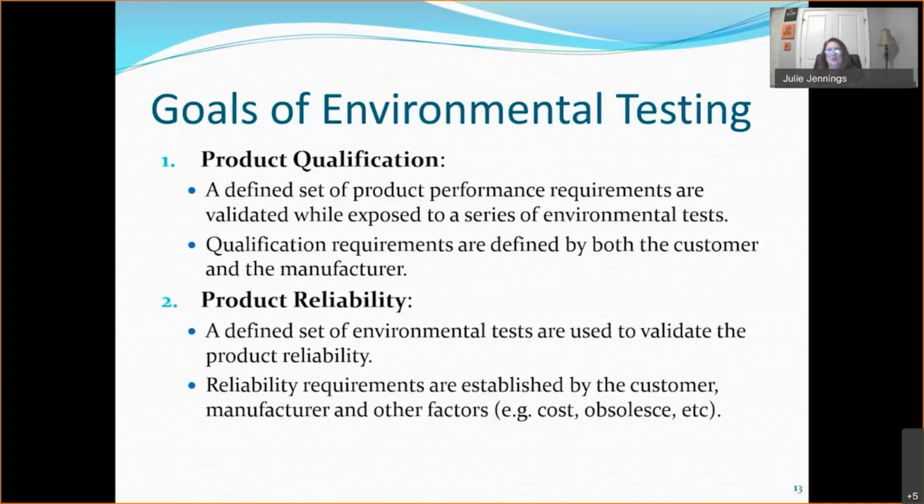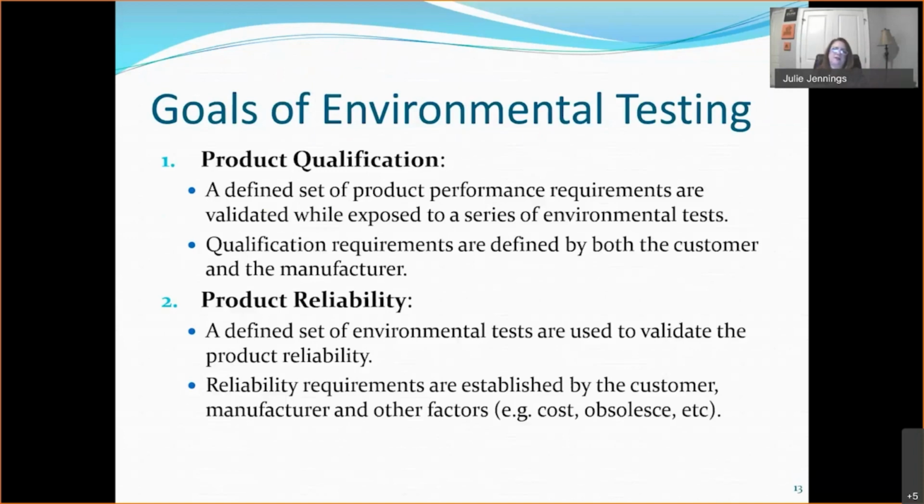Those requirements are usually defined by the customer and the manufacturer. So if you're the supplier or the manufacturer of the product, you're defining some of those requirements on yourself. But you also have a set of desires or requirements that come from your customer as well.